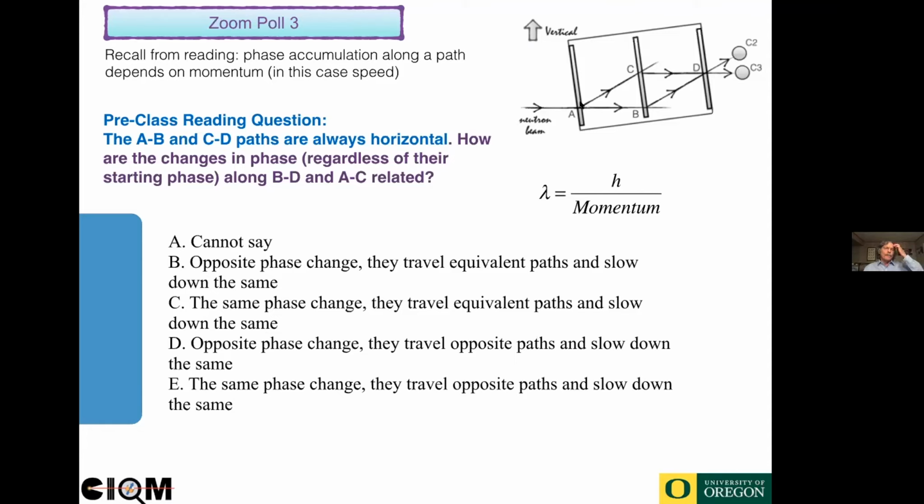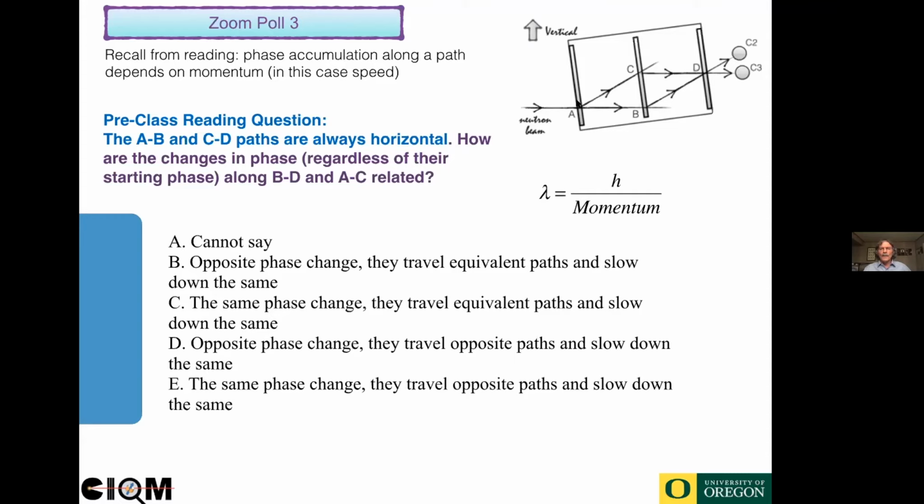So here we're going from A to C. That's part of the question. We're rising up, starting at fast and ending at slow. We're trying to compare that to the change of phase in the BD path. But we're starting at fast, ending up slow.